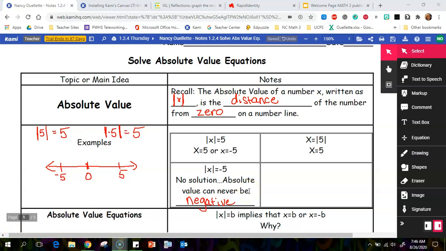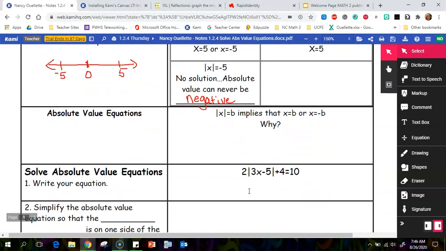Again, the main thing I want you to remember is no matter what number is in this absolute value, it's going to be the positive version of that number. But if we talk about the absolute value of some number is 5, that number could be a 5 or it could be a negative 5, because if I put a negative 5 in there, the distance is still 5. All right, let's move on.